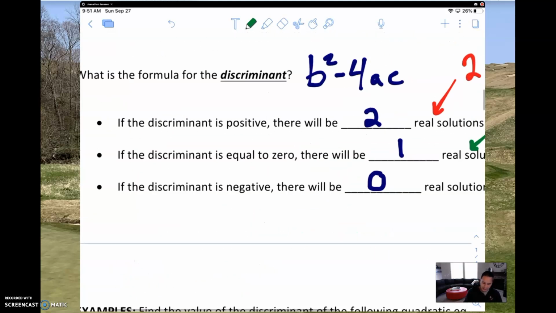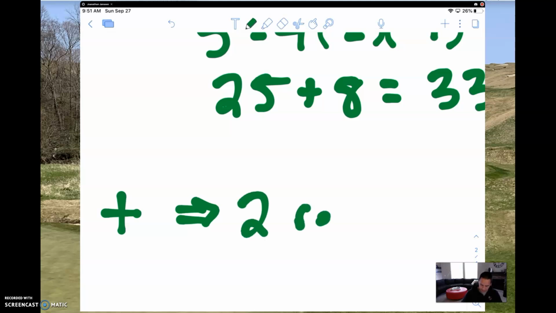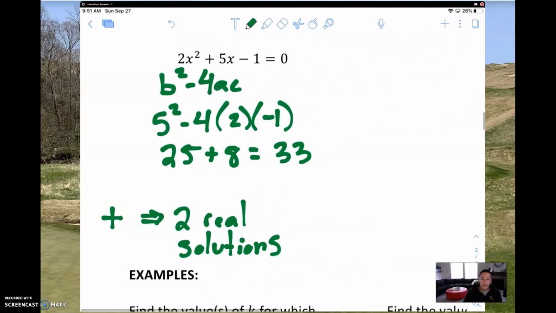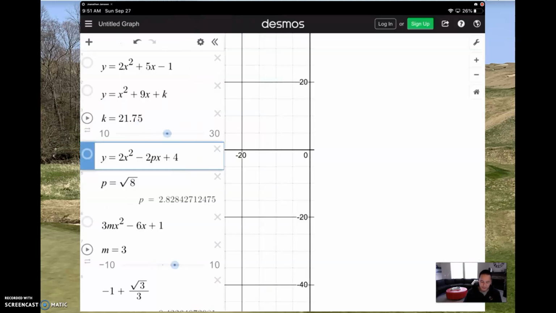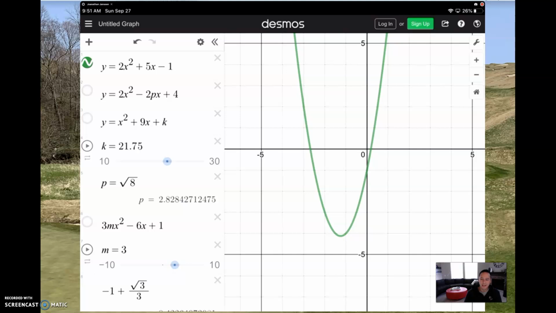Since that discriminant is a positive number, I know that there will be 2 real solutions. Let's see what that means in the context of this problem. Let's go to our friend Desmos and take a look at the graph. We have 2x squared plus 5x minus 1 graphed here. We were trying to find where it equals 0, and there are 2 spots where that happens. So in this case, there were 2 real solutions.